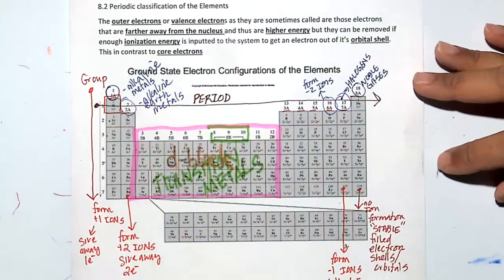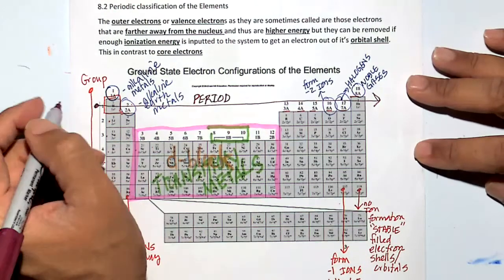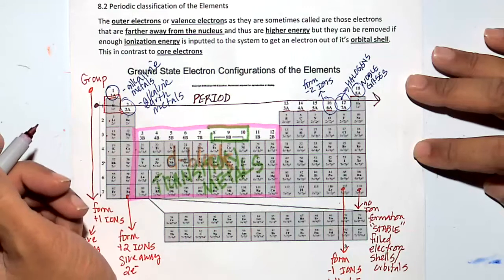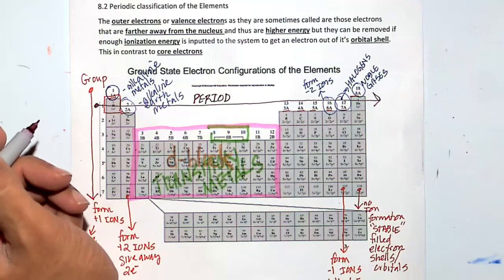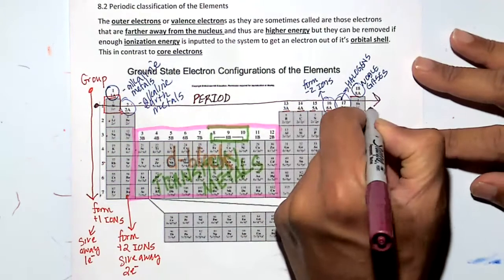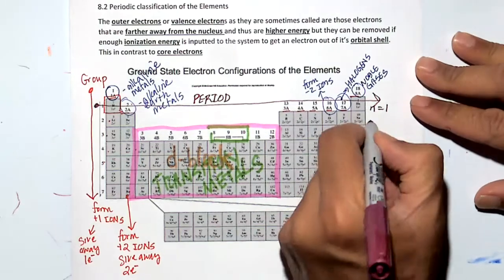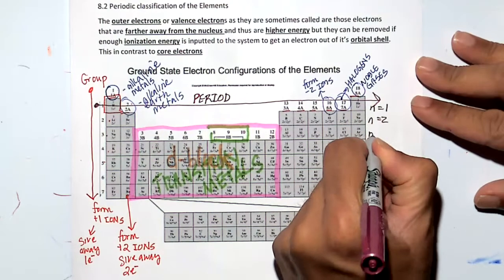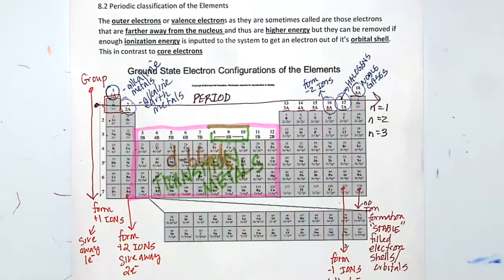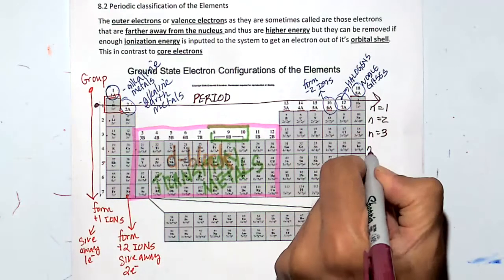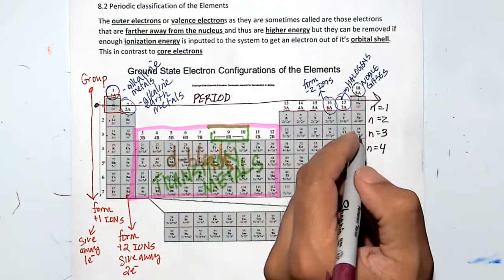Okay. Period. So the period, so row, is the row in the periodic table. And so we have different rows. Row 1 will be called n equals 1. Row 2 will be called n equals 2. Row 3 would be n equals 3, so on and so forth. Obviously, row 4, period 4 will be n equals 4.